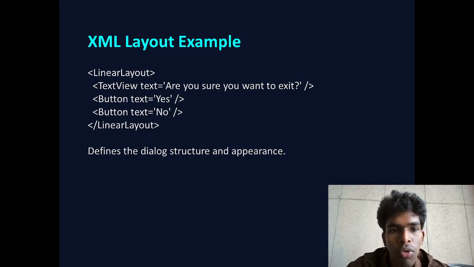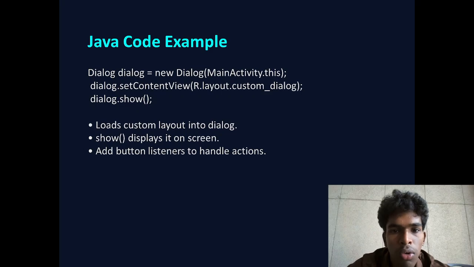So here is the text view where the text is, do you want to exit, and the button text, yes or no. So this defines the dialog structure and appearance, and this is the XML code for the custom dialog in Android Studio, and this is the Java code where you can load the customized layout into the dialog box. So first we have to create a new dialog and add the customized layout to the dialog box. So this is the code I ran in Android Studio.